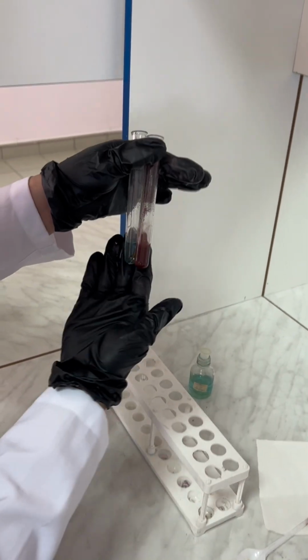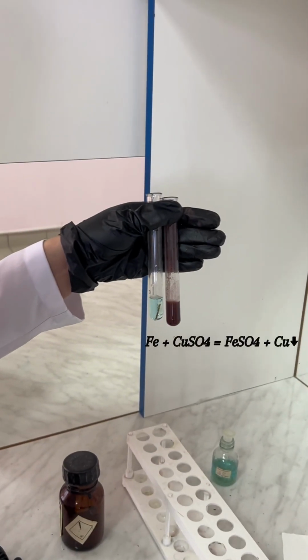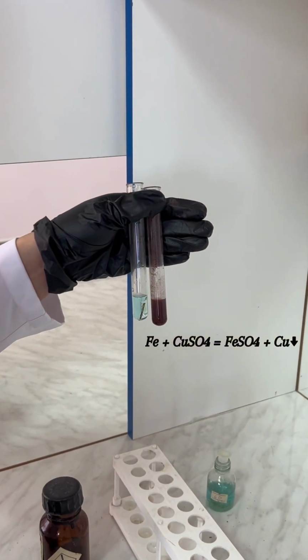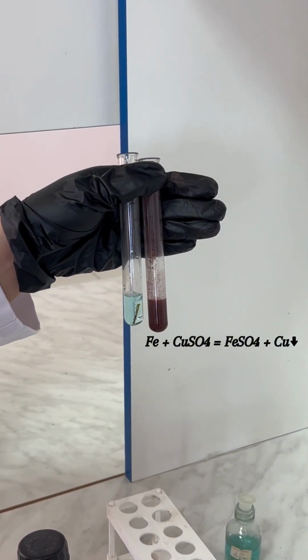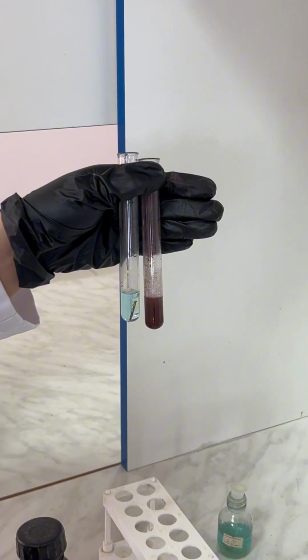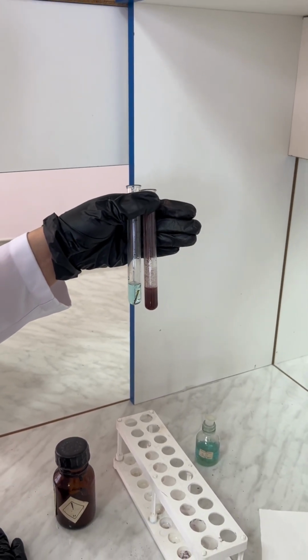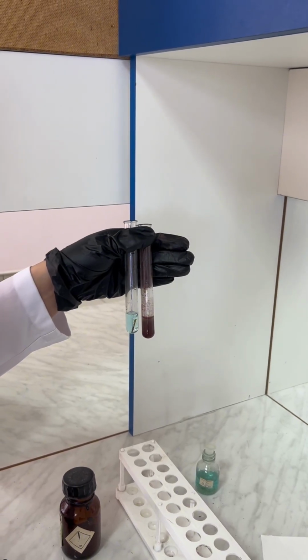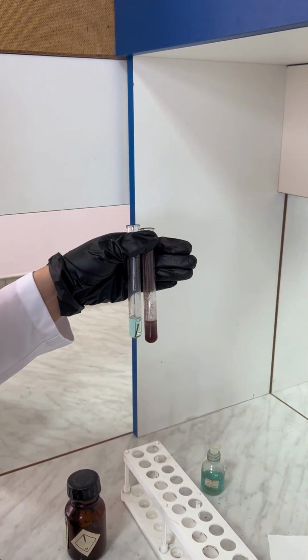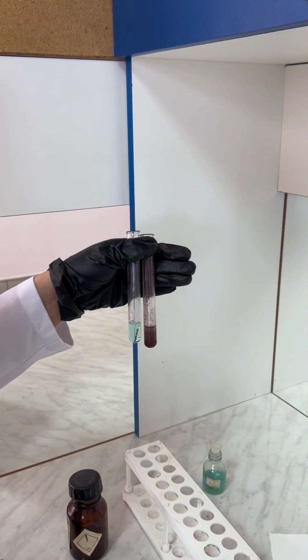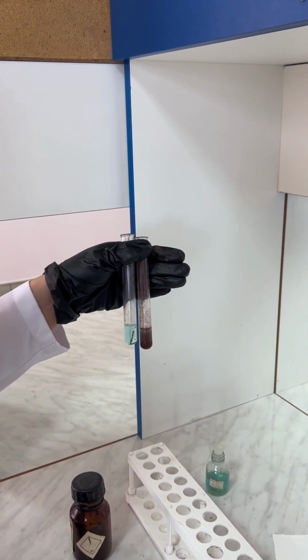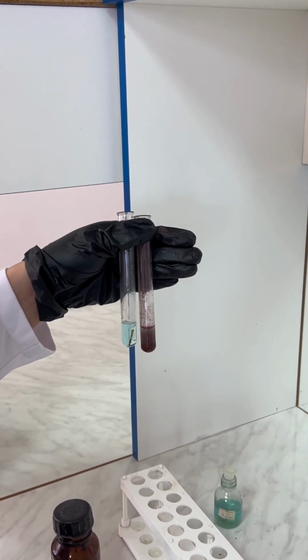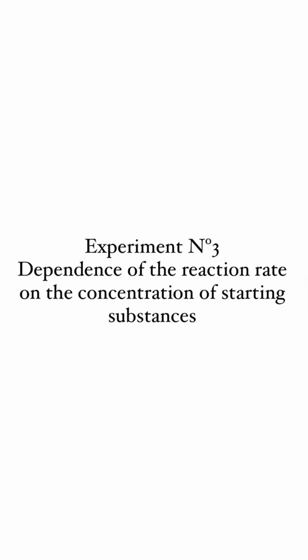The occurrence of a substitution reaction between copper sulfate and iron can be judged by the release of the red-brown substance copper from the solution. The reaction operates faster in the test tube with iron powder. Since iron powder has a large surface area of contact with the copper sulfate solution, we see that grinding a substance leads to an increase in the reaction rate. Experiment number 3. Dependence of the reaction rate on the concentration of starting substances.